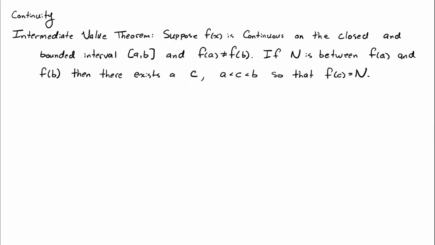There are 3 essential assumptions: continuous, closed, and bounded. Each of these is necessary. Missing any one of these causes the intermediate value theorem to no longer hold.